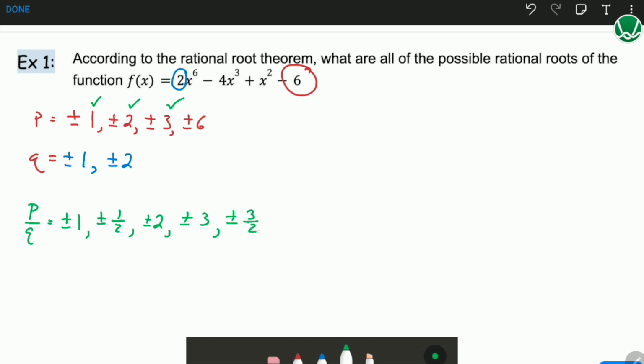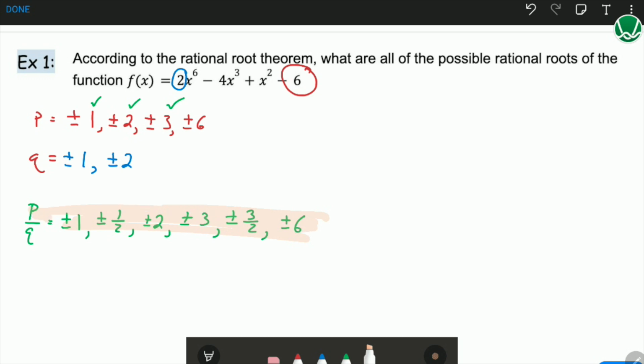Now we just have one more value for p to go through. So we're going to do 6 over 1. 6 over 1 is just 6, so plus or minus 6. And then 6 over 2, and 6 divided by 2 is 3, which is already on our list. So these are all possible values of p over q.